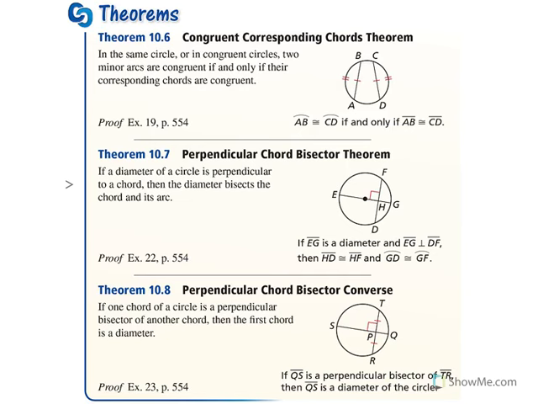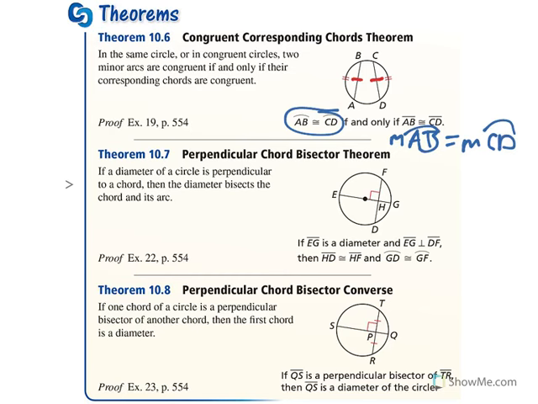Congruent chords in the same circle or in congruent circles are always going to make minor arcs that are congruent. So you can see in this first picture, the tick marks are both on the chords, and so they're saying that those chords are the exact same length. And since they're in the same exact circle, that means that those arcs are also going to have the same measure. So I could rewrite this first statement: not only are the arcs congruent, but I could say the measure of arc AB would be equal to the measure of arc CD.